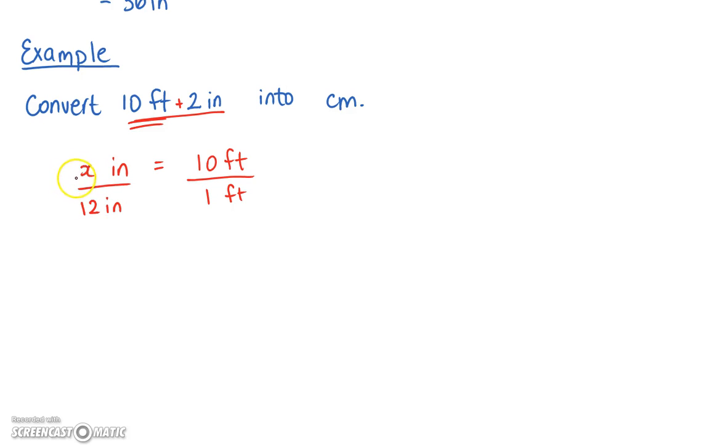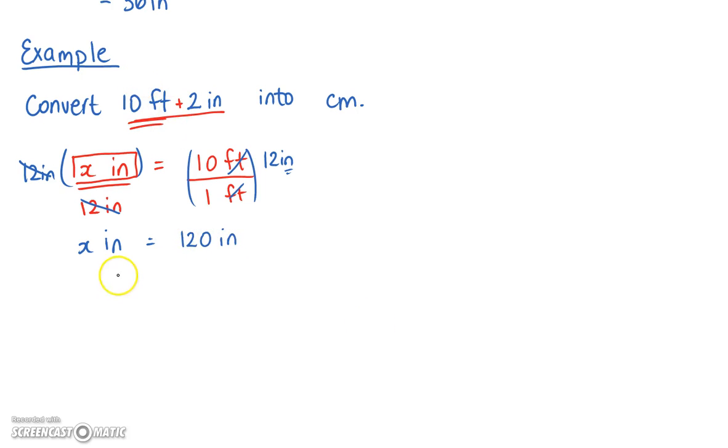Now we want to isolate for our number of inches. So we can multiply both sides by our 12 inches here. Whatever you do to one side of the equation, do to the other side. 12 inches and 12 inches will cancel out, and then we're left with x inches is going to be 10 feet times 12 inches divided by 1 foot. That eliminates our feet, and then we're working in terms of inches. So ultimately 10 times 12 is going to be our number of inches. So our x inches is actually going to be 120 inches.